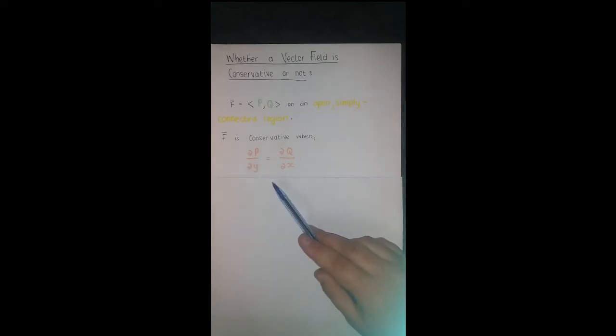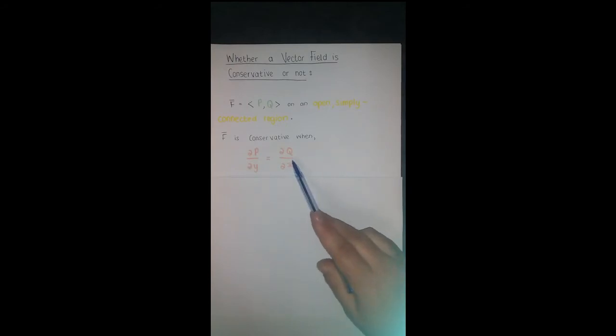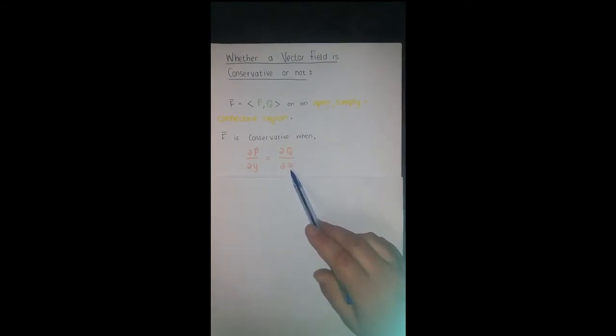So now we go back to that question I asked you. Well, how do we know if the vector field is conservative or not? So if F is equal to (P, Q) on an open, simply connected region, then F is conservative when the following is true. If you take the partial derivative of P with respect to y and the partial derivative of Q with respect to x, and those two partial derivatives are equal, then we say F is conservative. So that's just a test that you can run to see if F is conservative.